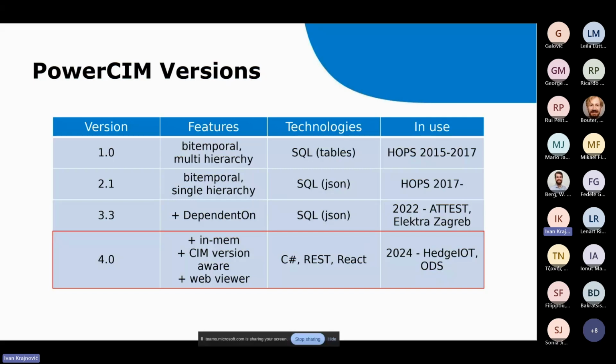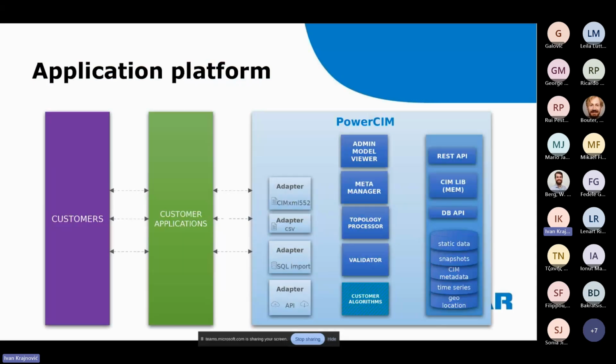And we added some features. In the latest version, we added the in-memory query engine for when Postgres was too slow. We added the web viewer. We have some European projects, Test and HEDGE-IoT. We have some projects in our TSO and DSO. And that's it mostly for now.